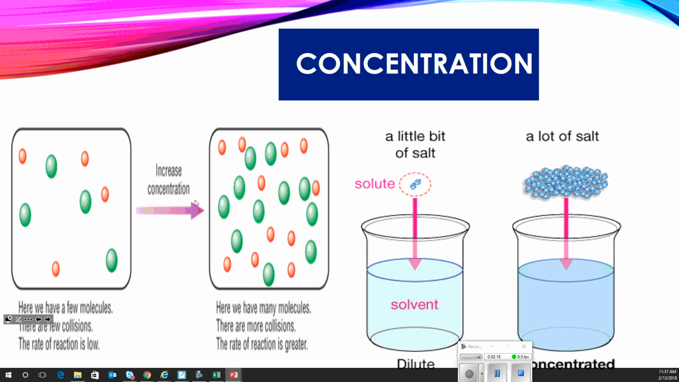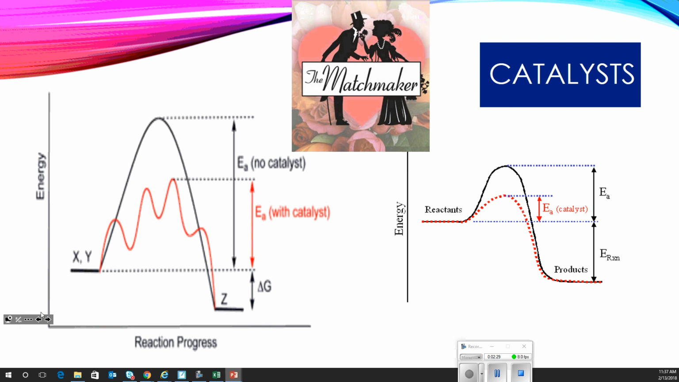Concentration, we want more solute in our solvent so that we have a lot more things to choose from. So concentration, that's where he shoved all the people in the room into the school. A matchmaker is a catalyst. We learned it this way, where it's just lowering the activation energy, but it can actually look like this, where the activation energy is lowered, but it has several different steps in between.